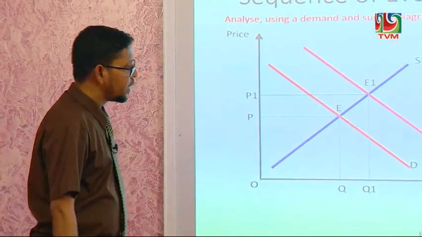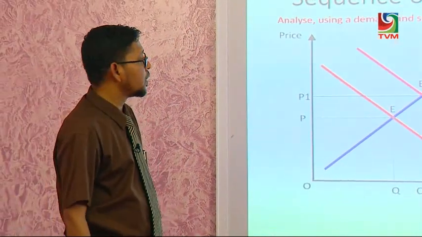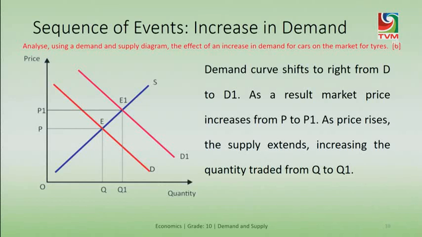So when you write the answer, this will be what you write. The demand curve shifts to the right from D to D1. As a result, the market price increases from P to P1. As price rises, the supply extends, increasing the quantity traded from Q to Q1. That's all. So this is actually a 6 marks question.